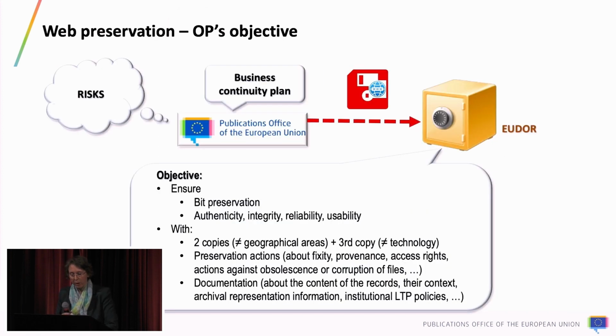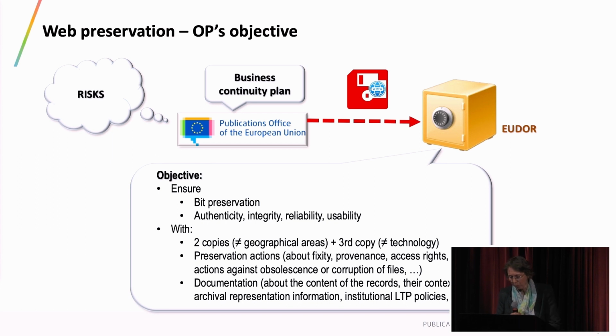So what was our objective? The Publications Office looks regularly at the risks. So we are in a world that is changing with the climate change, the war, so the risks are increasing. And we thought that our business continuity plan should be enhanced, and that it's time to take all our ARC and WARC files and put them safe in our long-term preservation system in order to be able to deploy our activity on our own if it was needed.